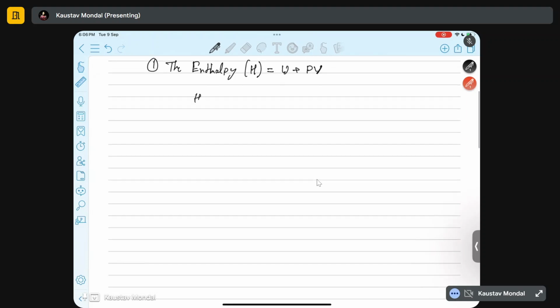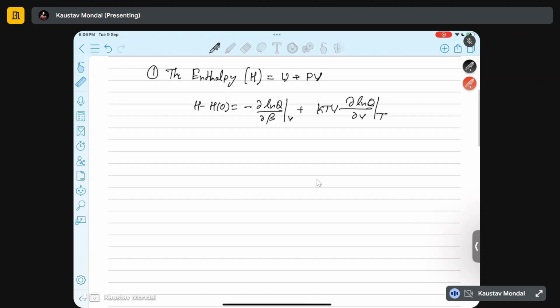So H minus H0 we can write like minus del ln Q by del beta at constant volume plus KTV del ln Q by del V at constant temperature. This is the basic expression of the enthalpy. You can further simplify it, or you can just keep it like this also.